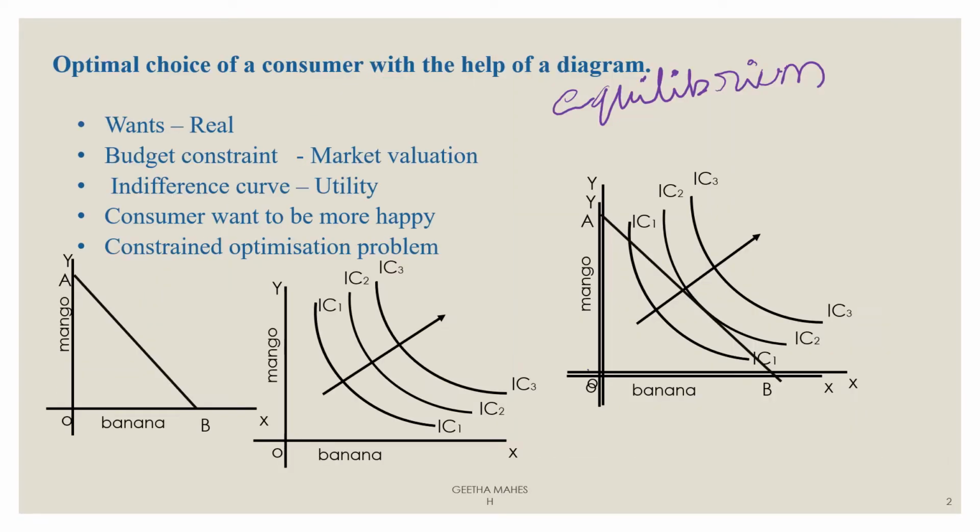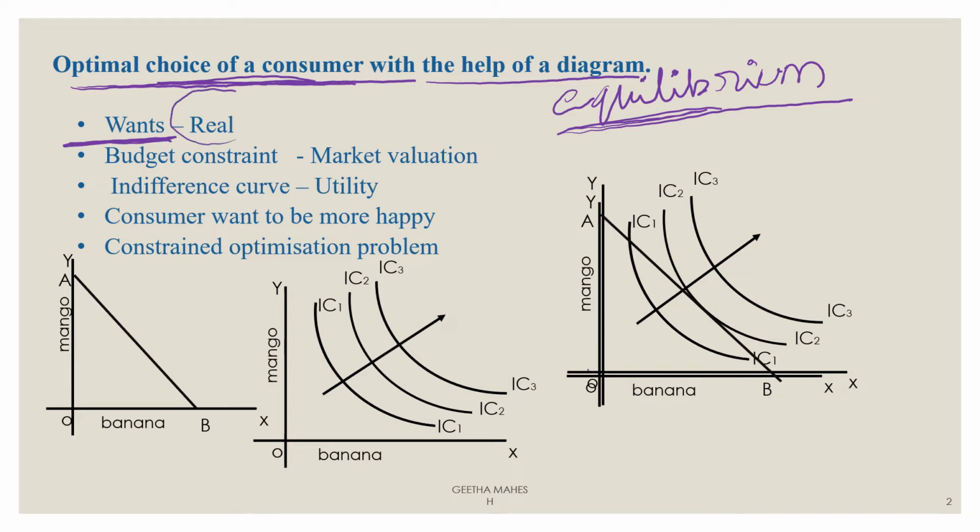Dear students, let us understand optimal choice of a consumer with the help of a diagram. Optimal choice of a consumer is known as consumer's equilibrium. Consumer reaches equilibrium when he maximizes his satisfaction. As we all know, human wants are unlimited and they try to make it real.